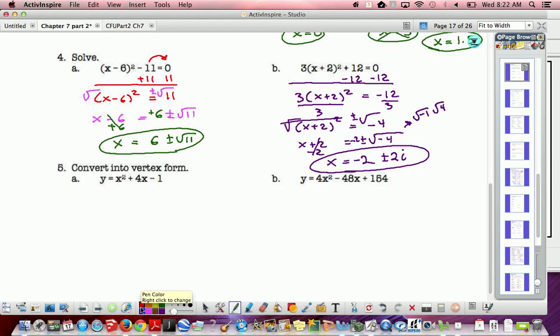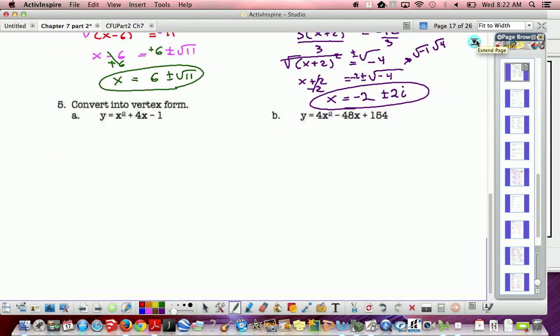And yes, you need to solve for those. I know that's usually a big question too. Do we have to do that? Absolutely. Number 5 says convert into vertex form. Vertex form, y equals a(x minus h) quantity squared plus k. So it needs to look like this. So you're just trying to get it to look like vertex form. You're not actually going to solve it.